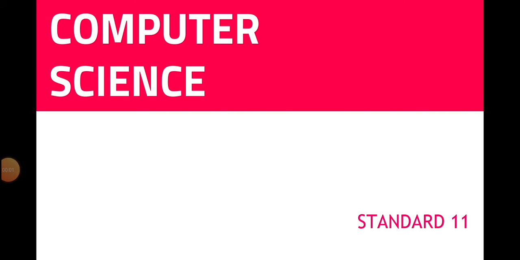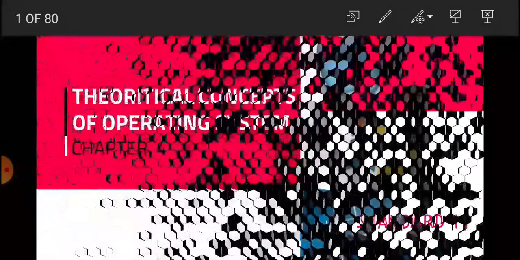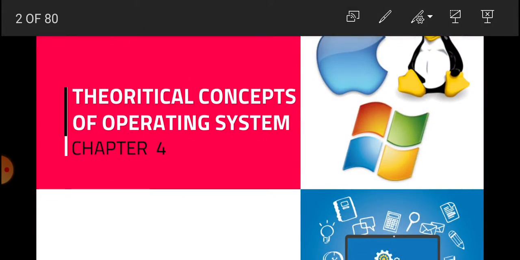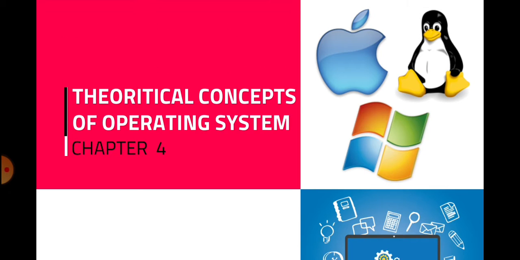Now in this video we are going to discuss 11th standard computer science chapter 4, theoretical concepts of operating system, part 1. In the previous class we discussed what is meant by software and what the different types of software are. There are two kinds of software, application software and system software. The operating system comes under the system software. Now in this class we are going to discuss the key features of operating systems.